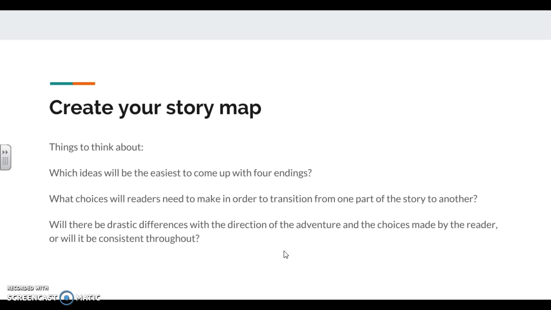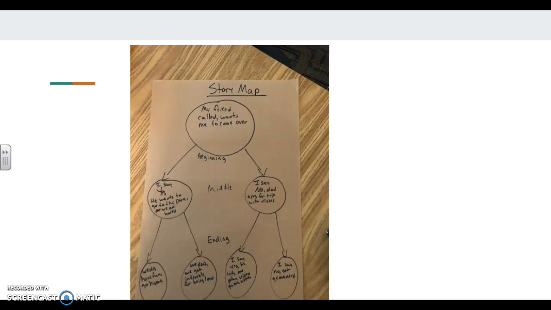So some things to think about is which ideas will be the easiest to come up with for endings, what choices will readers need to make in order to transition from one part of the story to another, and will there be drastic differences with the direction of the adventure and the choices made by the reader, or will it be consistent throughout? So here's an example I made.